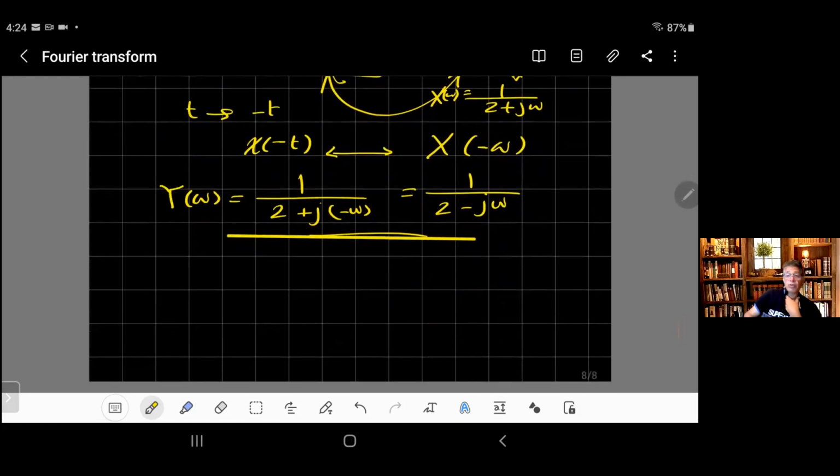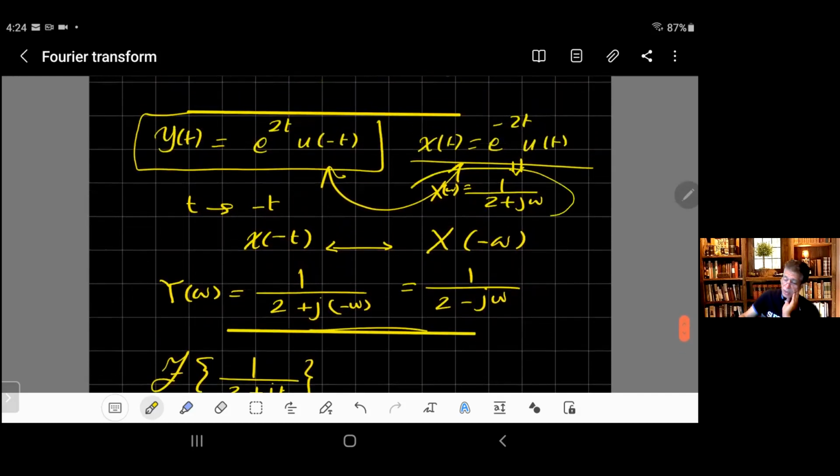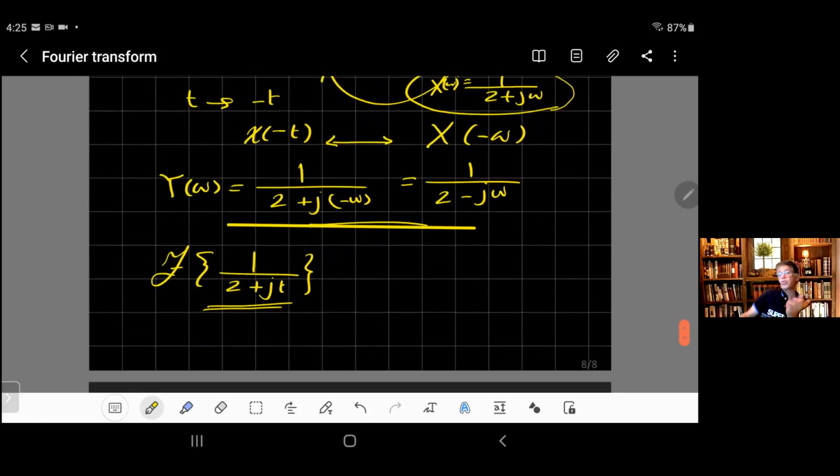I'll give you something, maybe it will feel tricky. Find the Fourier transform of 1 over 2 plus jt. Now this is strange because it's not given like e to the minus 2t. You will never expect that this is really related. No, it's related. How is it related? This function of time is very similar to the one given in omega, but just omega replaced with t. This is 1 over 2 plus j omega, and this is 1 over 2 plus jt. So it's the same, but just omega is changed with t.